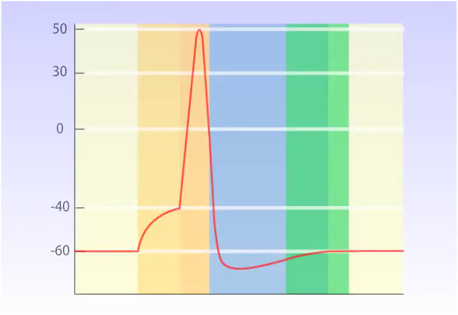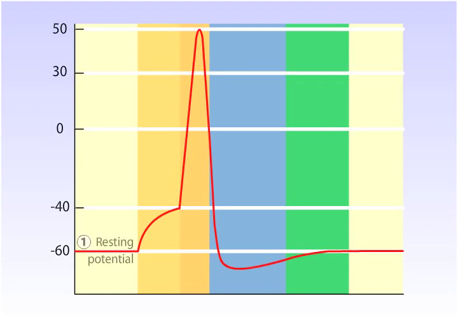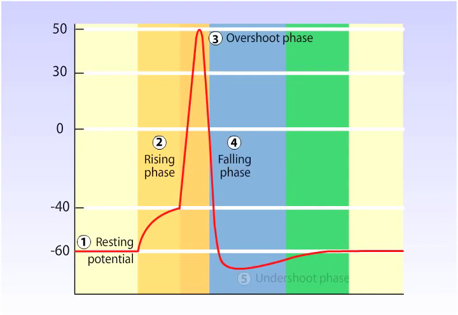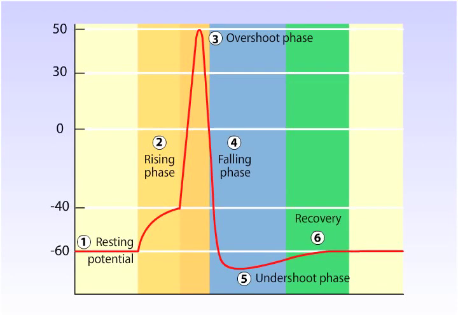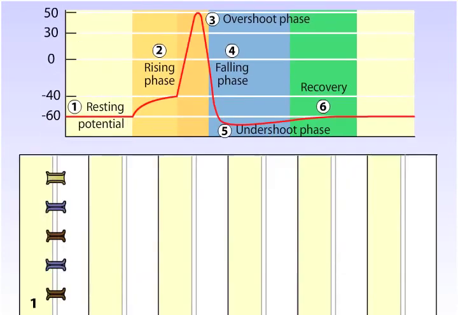The action potential can be divided into 6 phases: an initial steady state or resting phase, a rising phase, the overshoot phase, the falling phase, the undershoot phase, and the recovery phase. We'll now examine each of these phases in turn.